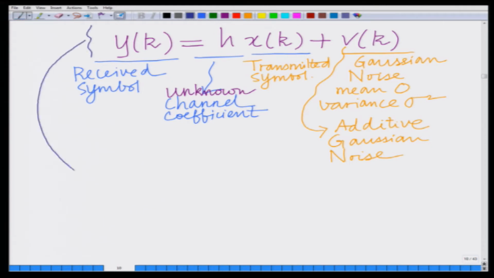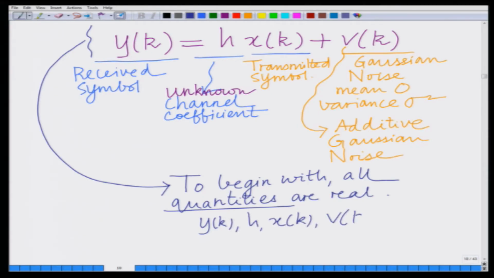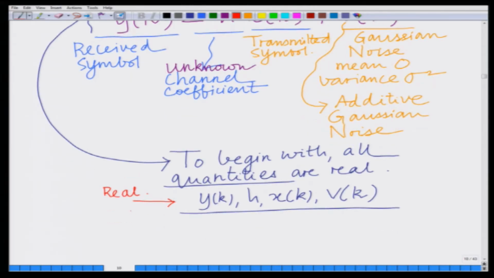And another important point, a subtle point which I would like to mention at this point, is currently we are considering all the quantities are real. To begin with, assume all quantities, by all quantities we mean your yk, h, xk and vk. We are saying that all these quantities are real parameters, that is, they are real numbers, not complex.